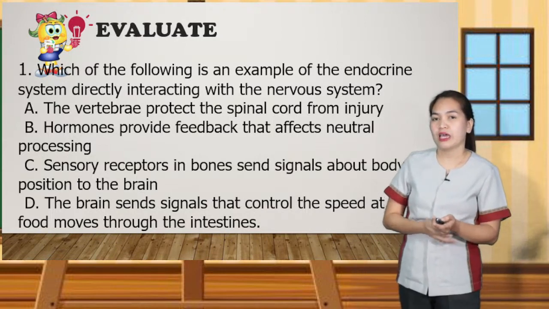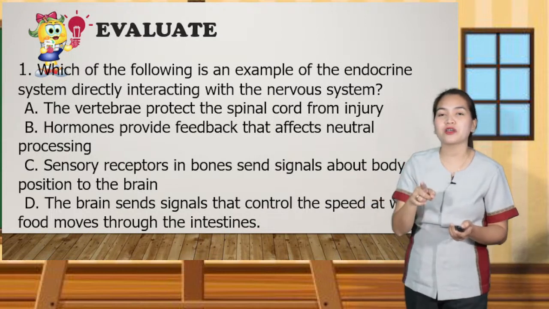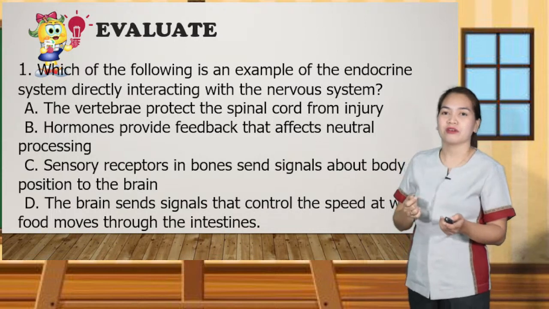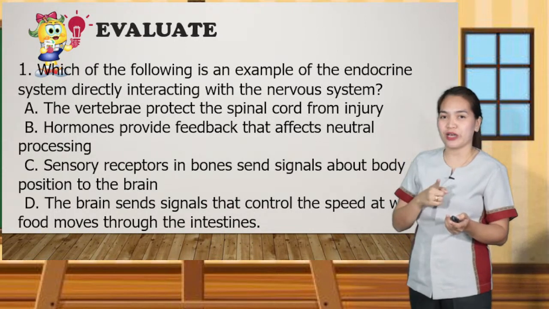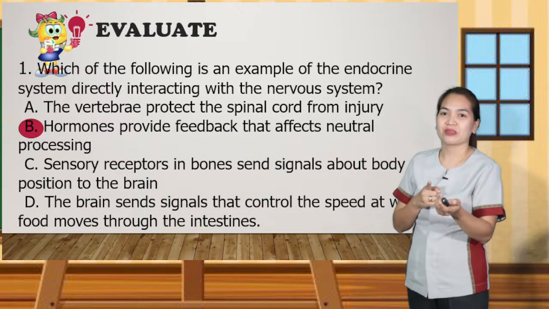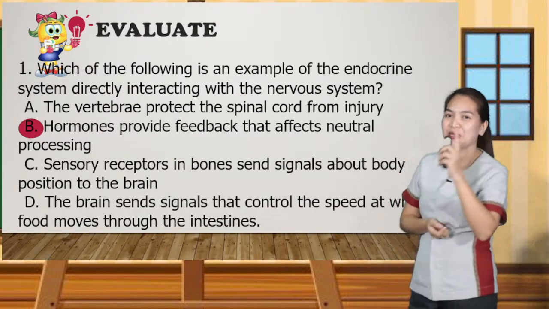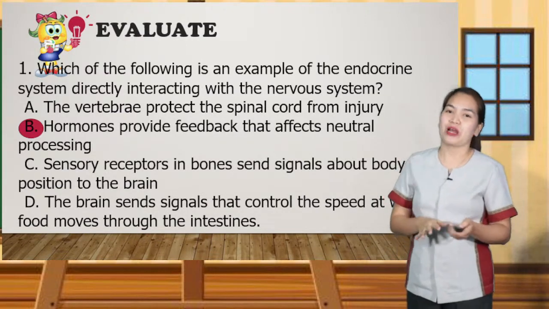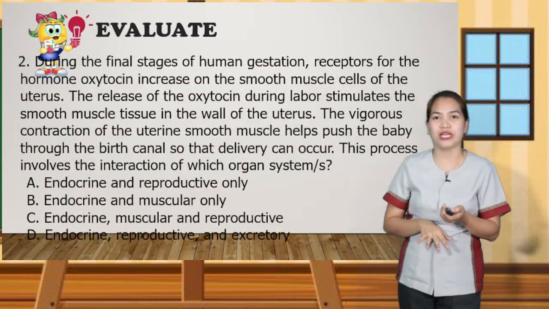Okay, so write your answer because I will be revealing the correct answer right after. Okay, so did you write your answer now? Okay, let's see who got the correct answer. Okay, the correct answer is B, or letter B. Hormones provide feedback that affects neural processing. Next, let's move on to the second one.